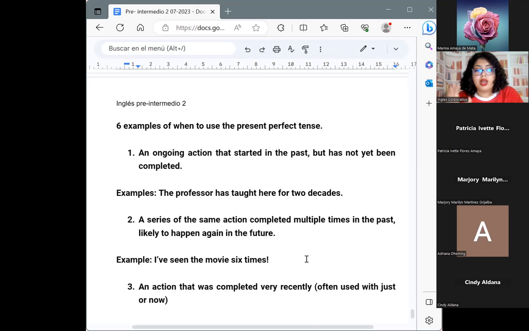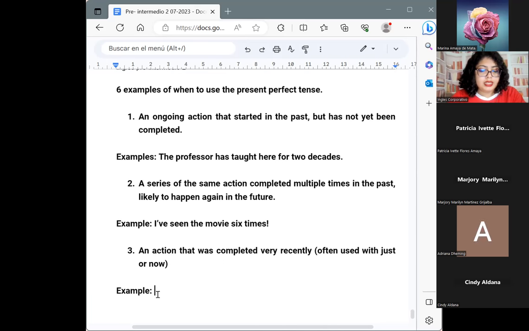So in this case, they are talking about these kinds of actions that maybe happened in the past or maybe are happening at this precise moment. So we can have very different kinds of things. For the example, we have the following sentence. And it says, I shouldn't eat anymore because I've just brushed my teeth.